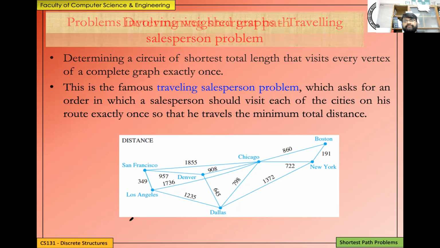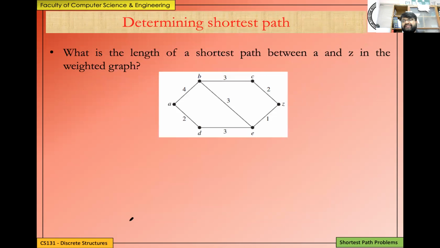We want to visit every node exactly once in a way that we have minimized the total distance. Okay. So what is the length of a shortest path between A and Z in the weighted graph? So let this be a weighted graph, and we want to find the shortest path between A and Z, right, in this graph.